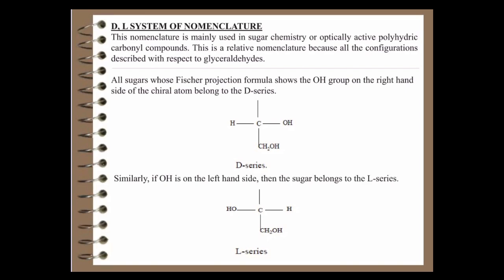Next topic is the DL system of nomenclature. This nomenclature is mainly used in sugar chemistry or optically active polyhydroxy carbonyl compounds. This is a relative nomenclature because all the configurations are described with respect to glyceraldehyde. All sugars whose Fischer projection formula shows the OH group on the right hand side of the chiral atom belong to the D series. Similarly, if OH is on the left hand side, then the sugar belongs to the L series, which means levorotatory. D series means dextrorotatory.